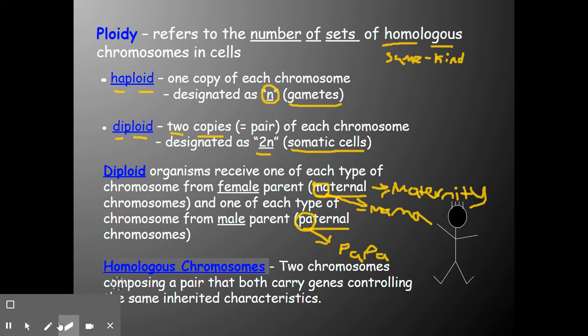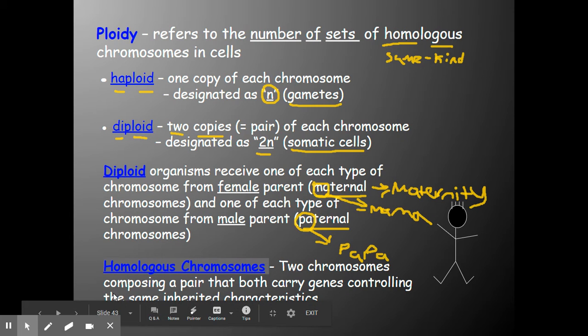And then finally, homologous chromosomes down here at the bottom. This is where we have two chromosomes composing a pair that both carry genes controlling the same inherited characteristics. This means, okay, so I'm going to explain this really quick here.